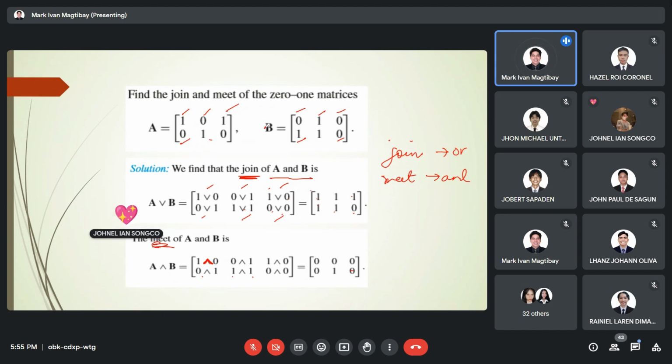So, makikita po natin dito, find the join and the meet of the 0-1 matrices natin. Solution po, unahin muna po natin si join, na kapag kay join, siya po ay disjunction. Okay?